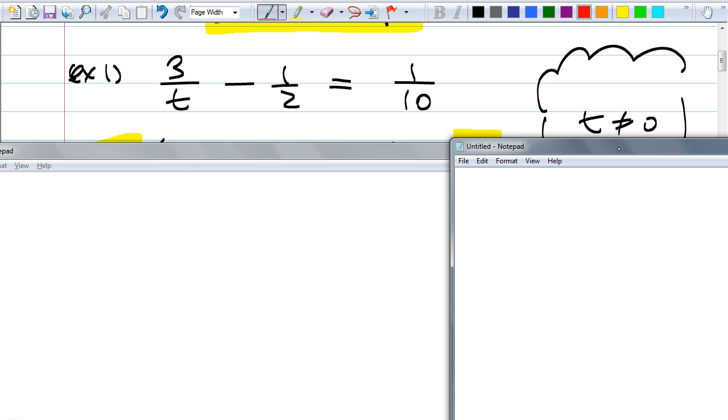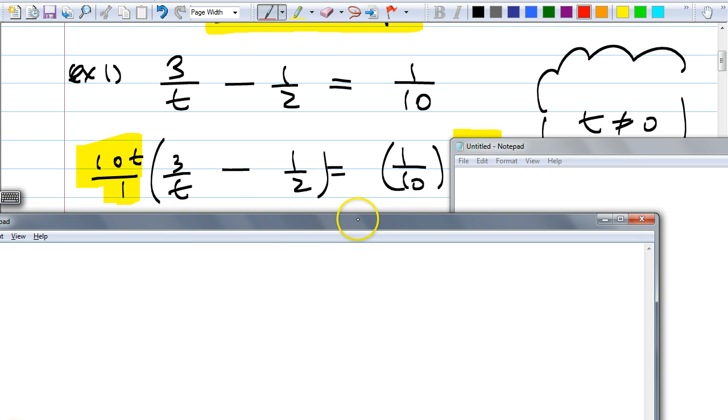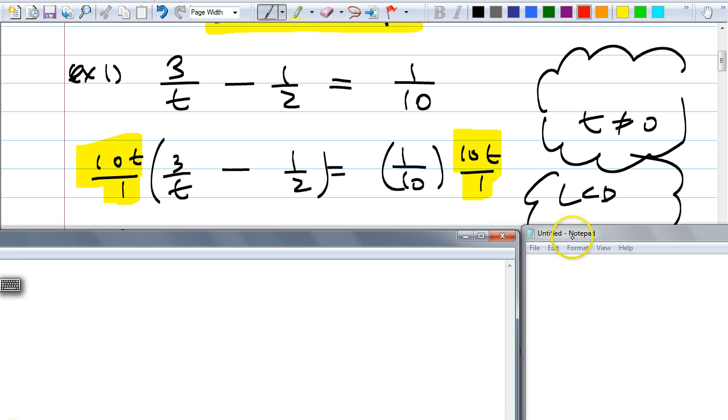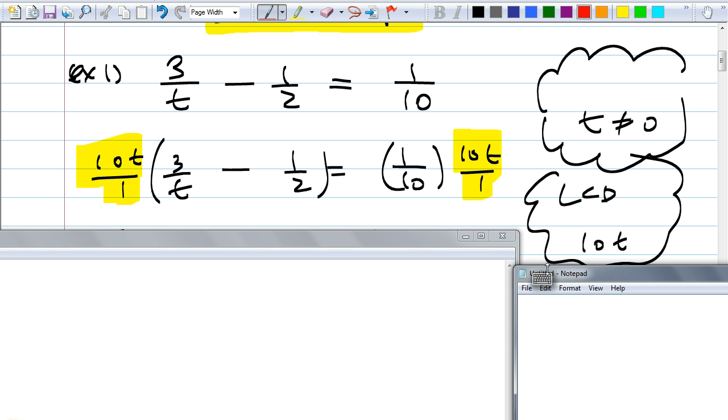So what is my LCD for this? First of all, I have three denominators: t, 2, and 10. My LCD is going to be, Alvin? 10t. So I'm going to multiply both sides by 10t. It's really 10t over 1. So my LCD is 10t, as you said. Multiply both sides by 10t over 1. And what do we get when I do this? Andrew, tell me what I get on the left side. You got 30t over t, which is going to be?